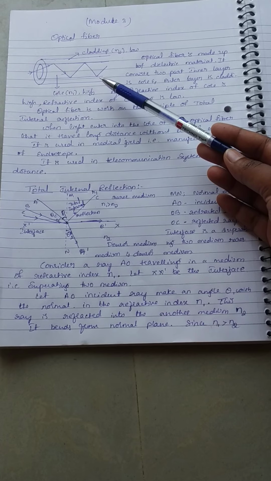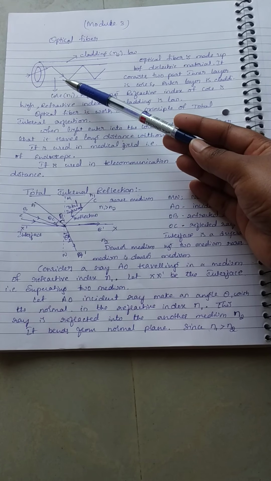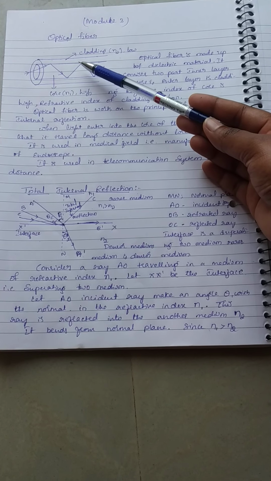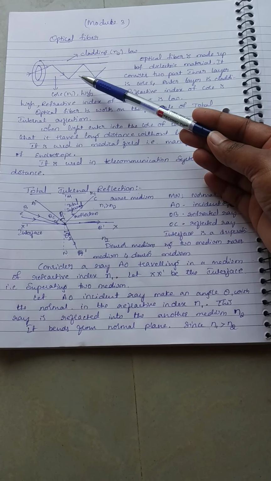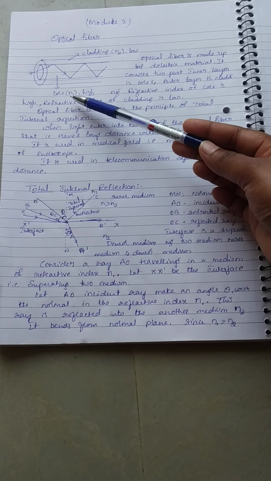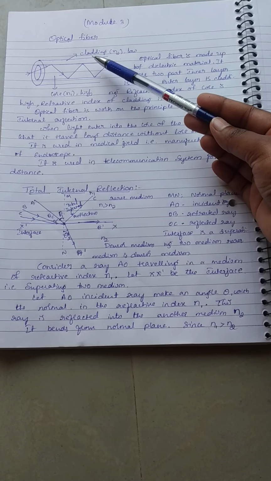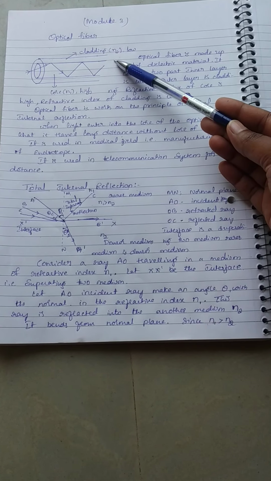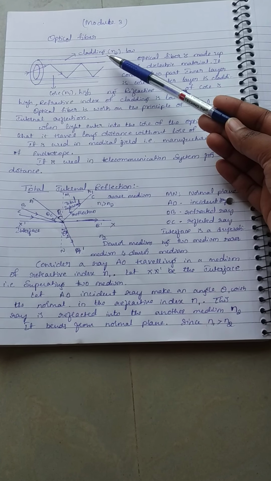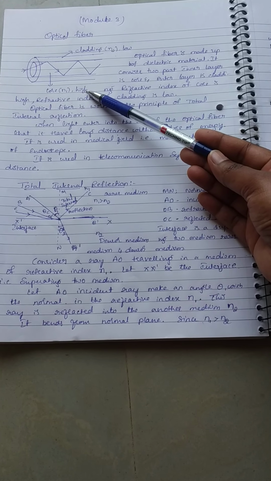This optical fiber consists of two layers. One is the core, which is the inner layer, and the other is the cladding, which is the outer layer of the optical fiber. The core layer has refractive index n1 and the cladding has refractive index n2. The core layer refractive index is high, and the cladding layer refractive index is low compared to the core.